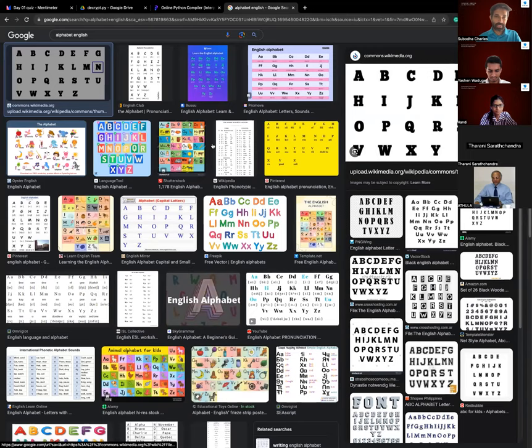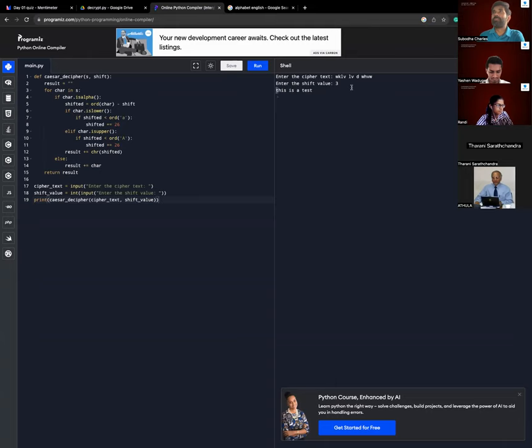So our original text is "this is a test". You take the letter T, and in the alphabet, you can see the letter T is here. Our genie granted us 3 wishes, so you shift it by 3 locations: 1, 2, 3, you get the letter W. And you repeat this for every character. Then the character K becomes H, L becomes I, V becomes S, and so on. So that's how the Caesar cipher works.